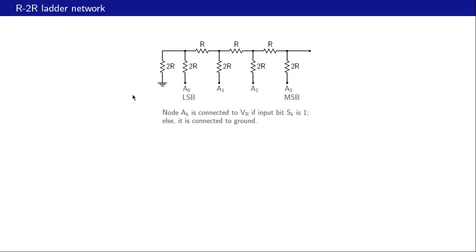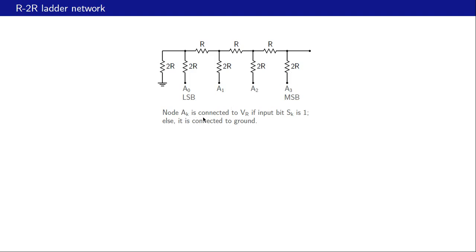Here is an example of the R2R ladder network. And this example corresponds to a 4-bit DAC. This node A0 corresponds to the LSB and this node A3 corresponds to the MSB. And note that we have only R or 2R in this network. We don't have any other resistance value. That is why it is called R2R ladder network. Okay, how does it work?